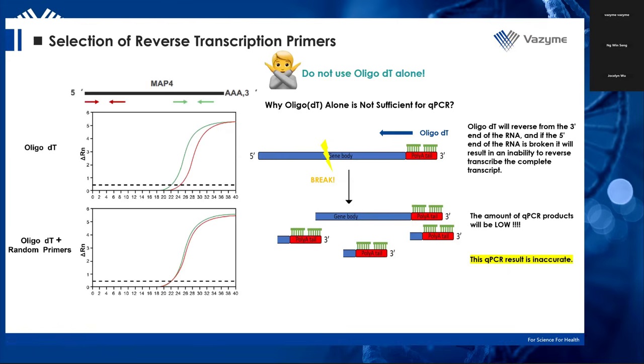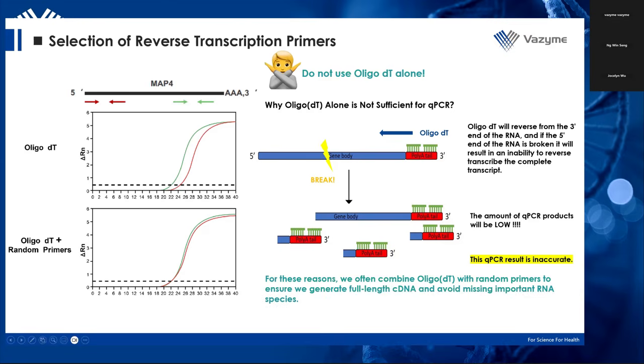So when we are doing qPCR, usually we won't just use one primer. Usually we'll use two: the oligo-dT and the random primers. So what happens here is that we can get both the full-length cDNA as well as the fragmented cDNAs. So you will get a combination of the longer and the shorter ones. So with random primers, you ensure you generate full-length cDNA and avoid missing important RNA species.